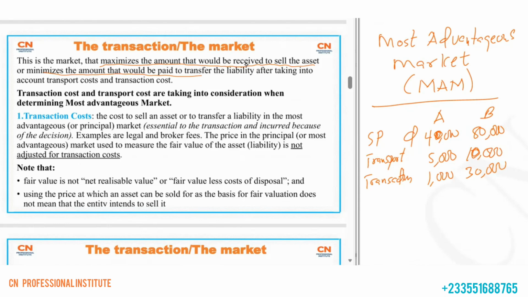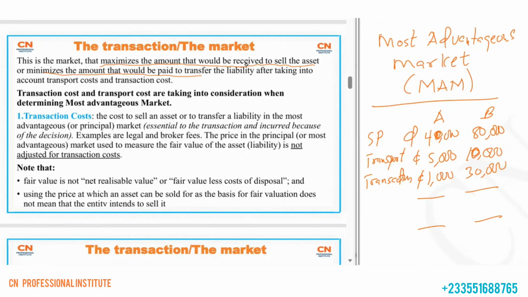Now they are all in monetary terms, right? Cedis or dollars. Now what net amount will you receive if you deduct your transport cost and the transaction cost from the selling price? Are you following? So here, 40,000 minus 5,000 minus 1,000. Are you following?